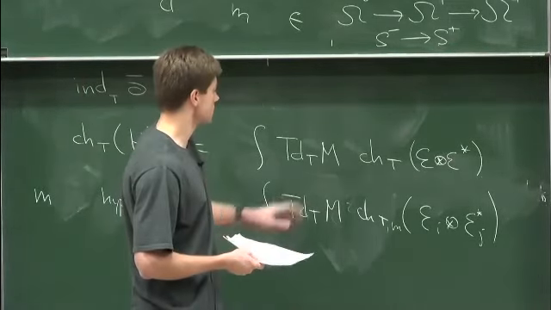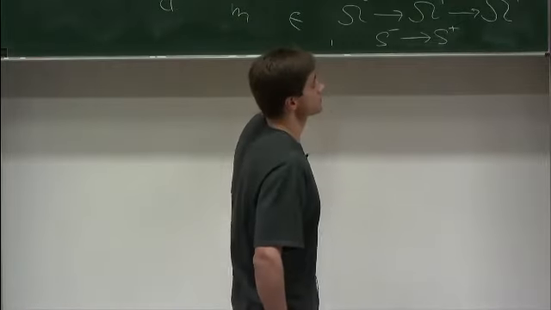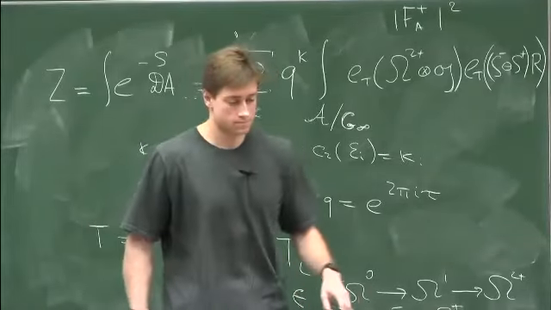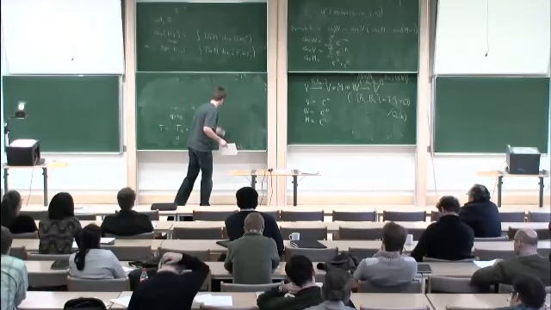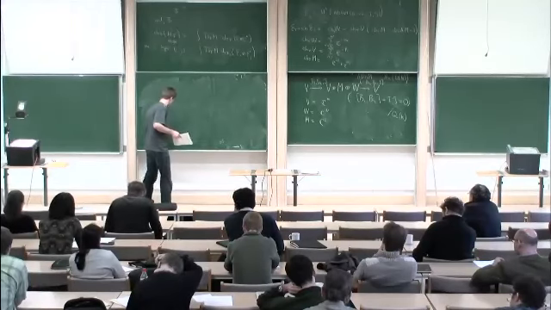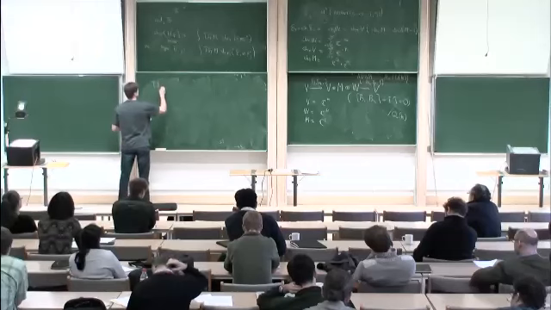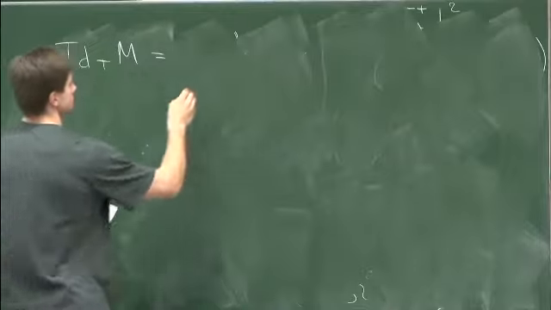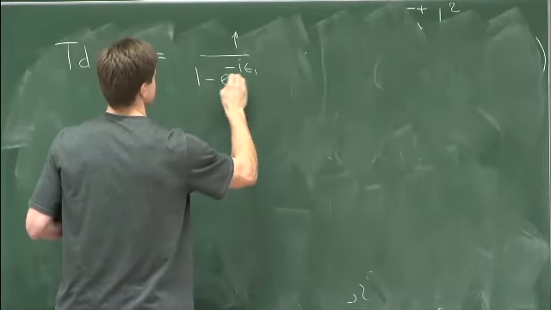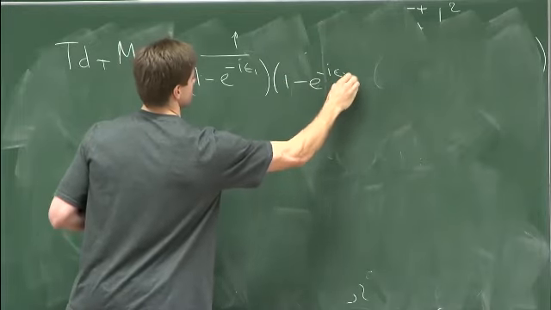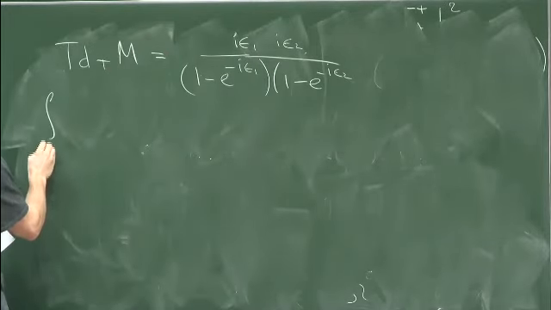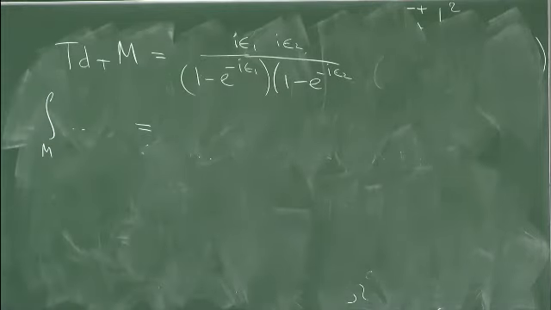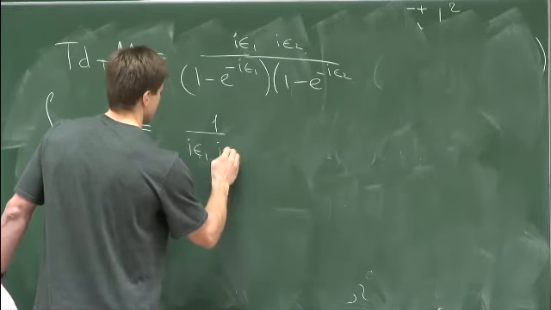So the integration is trivial in the equivariant setup because the Todd class equivariant of the space-time is simply 1 minus e to the minus i epsilon_1, 1 minus e to the minus i epsilon_2, and the equivariant integration over M of some equivariantly closed form gives you, with respect to the fixed point at the origin, a factor 1 over i epsilon_1 i epsilon_2.